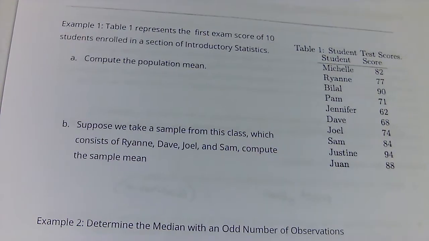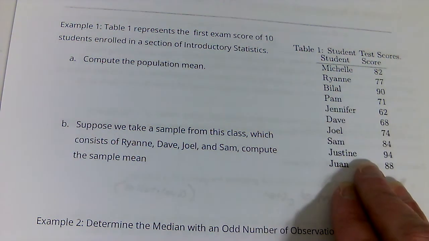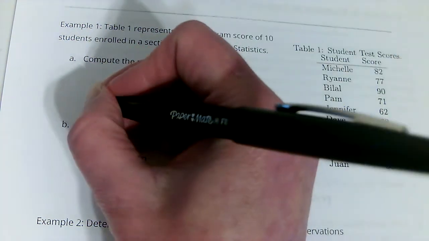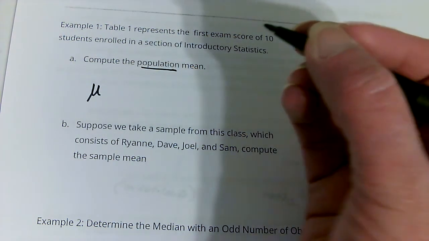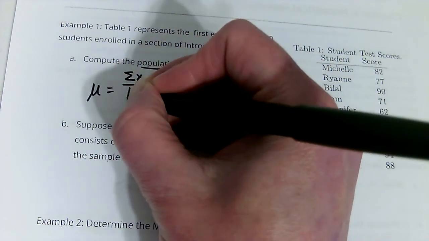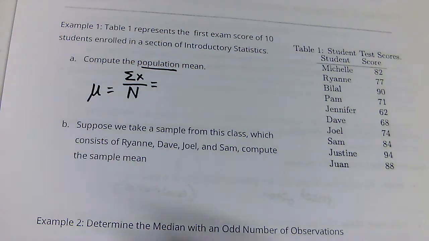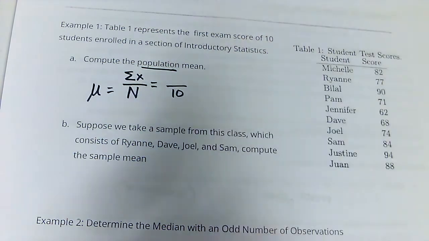So let's say we have all 10 students enrolled in a section of introductory statistics. So this is the entire population. And we want to compute the population mean. So the symbol for the population is like a U kind of thing. It's a fancy m, actually. It's mu. And we'd add up all the values and divide by the total number in the population. So we're going to add up all the values divided by all 10 students.